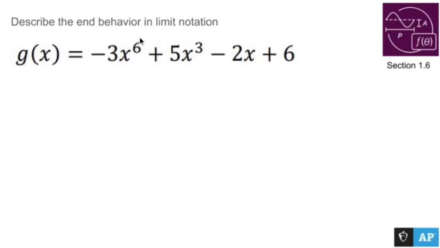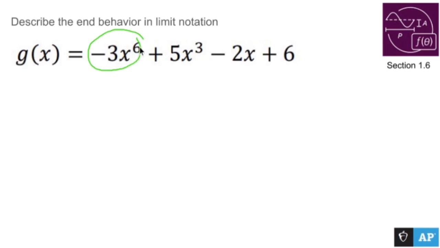Describe the end behavior in limit notation. Well, what I have here is a negative 3x to the sixth, and that is my leading term. So two things that we're going to look at. I'm not going to draw this picture as accurately as humanly possible. This is what I know. This is an x to the sixth power.